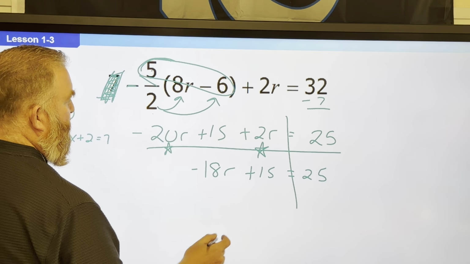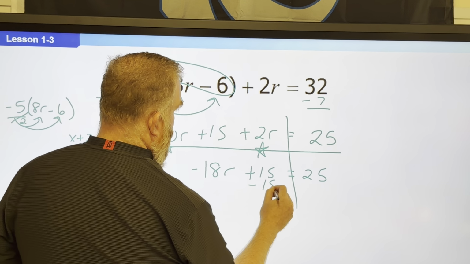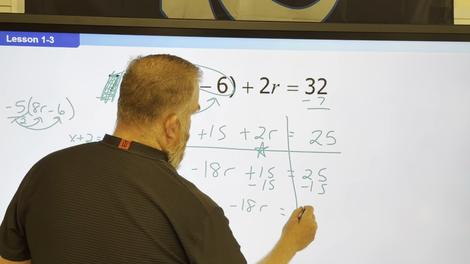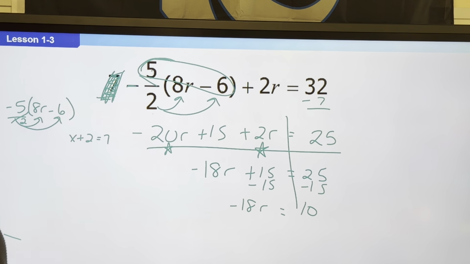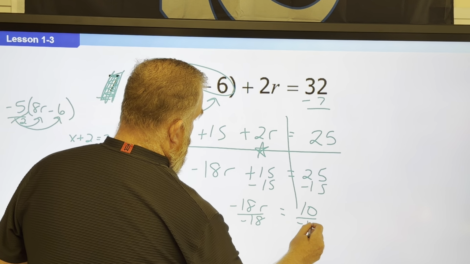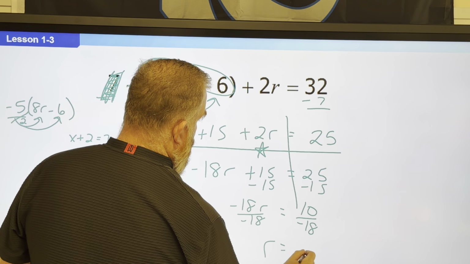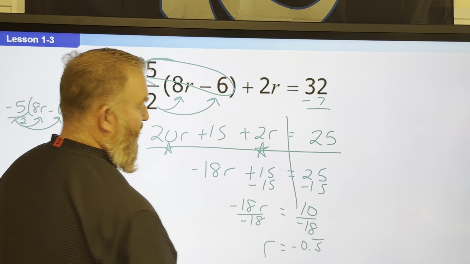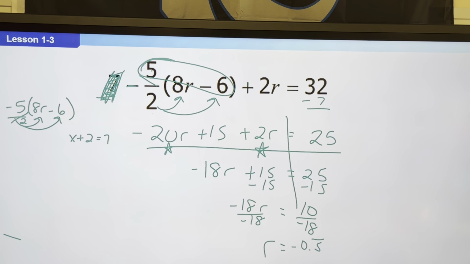So here we go. Subtract 15. So now I've got negative 18r equals 10, correct? And then divide by what? Negative 18. Thank you. Divide by negative 18. r equals negative 0.5 repeating. Is that what you got?